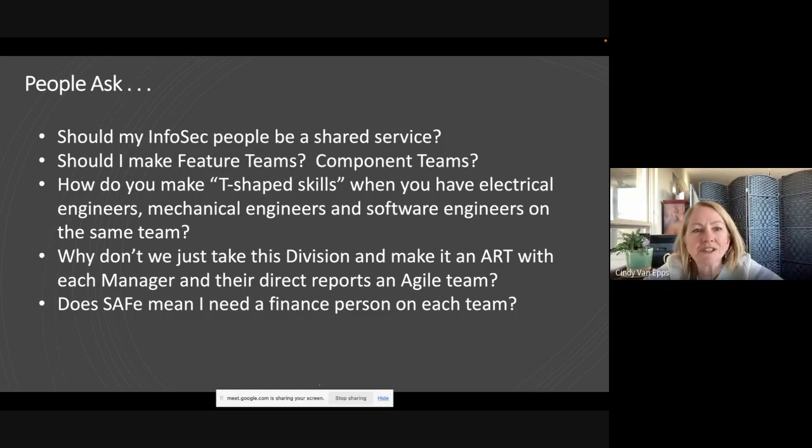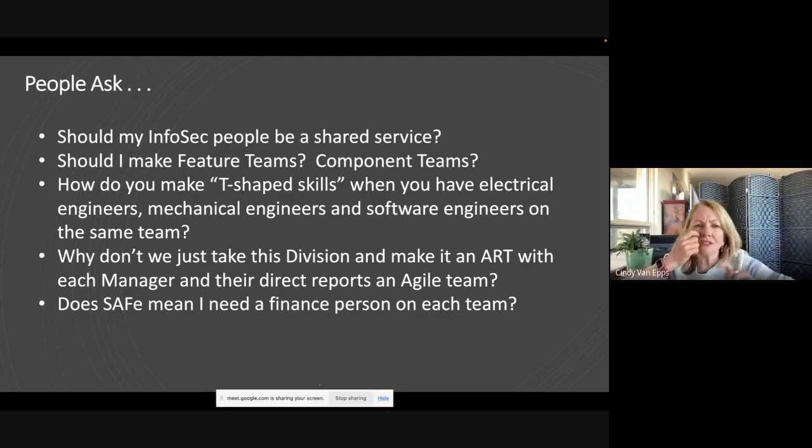I had an electrical engineer once say, so you expect me to teach electrical engineering to the software engineers? And gave me the stink eye. So it's not always so straightforward that we can just develop all the skills people need on a team.